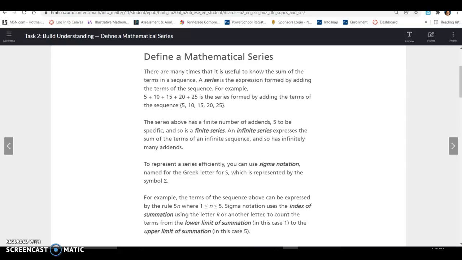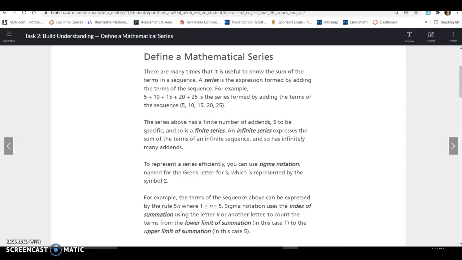Lesson 13.1, Task 2. Define a mathematical series. There are many times that it is useful to know the sum of the terms in a sequence. A series is the expression formed by adding the terms of a sequence. For example, 5 plus 10 plus 15 plus 20 plus 25 is the series formed by adding the terms of the sequence 5, 10, 15, 20, and 25.